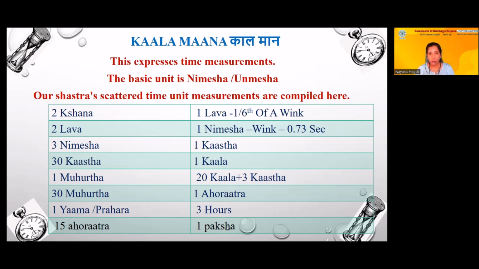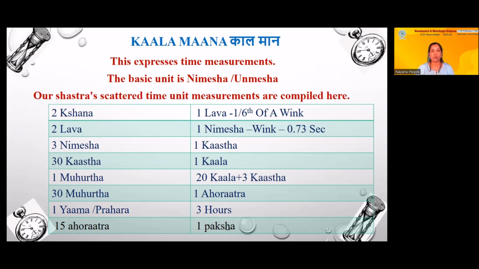Kalamana usually we use Nimesha or Unmesha in the Netra Kriya Kalpas. Then we use Ahoratra, Muhurta, Aksha, Masa, Rutu, Ayana commonly. Few very rarely used Kalamanas are also there, which we go through here.